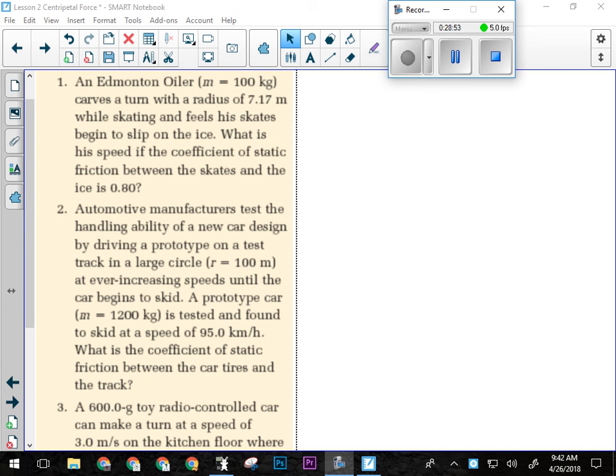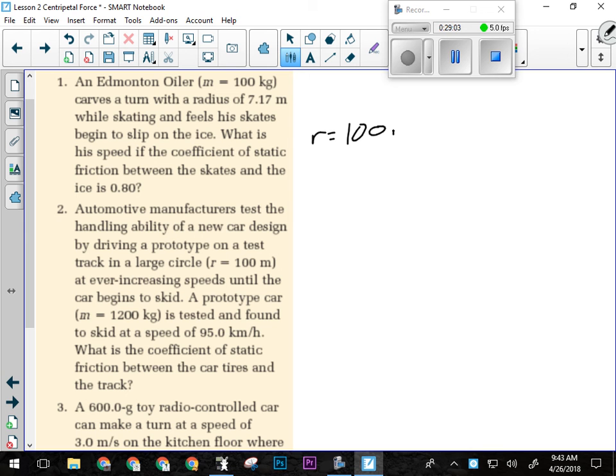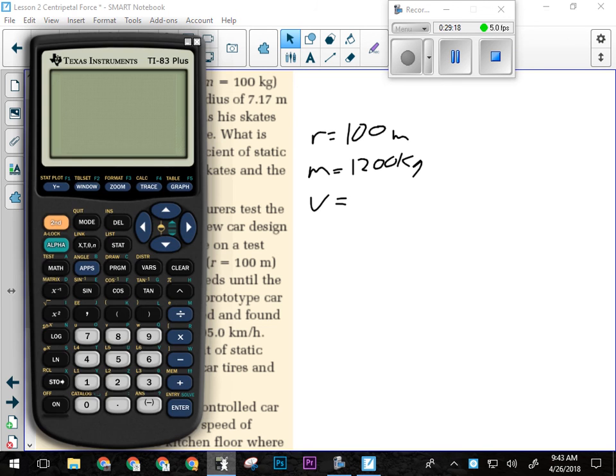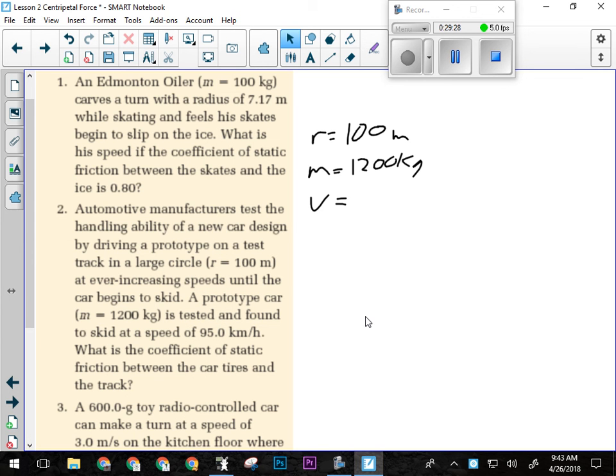So the skid pad test is how I talked about that the other day. It's how they test how well something can corner, right? So they go around and around in this circle that has a radius of 100 meters, at ever increasing speeds. The prototype car is 1,200 kilograms, and we're looking for the coefficient of friction if it takes it at 95 kilometers per hour. I don't want that in kilometers per hour. I want it in meters per second. So 26.388.